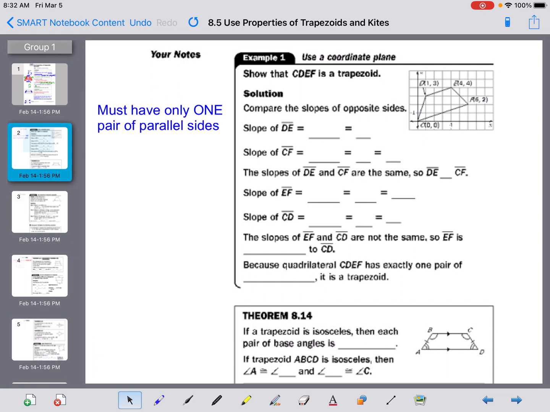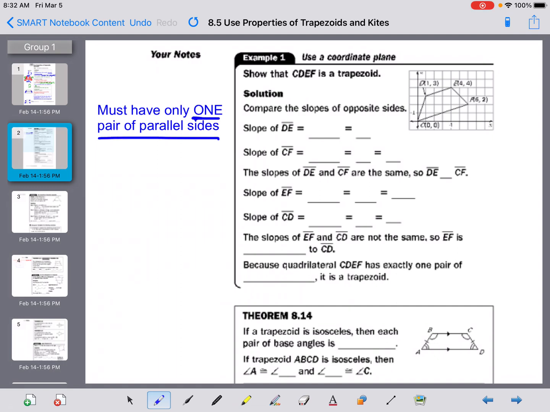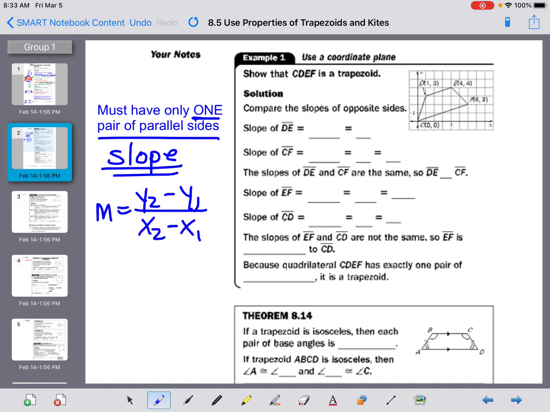So how can I show something as a trapezoid? Well, I reminded you in the margin over here, what we need to have is one pair of parallel sides. Well, what shows if things are parallel or not? Slope, okay? That's what we need. We need to find slope, and then we can go from there. So a quick reminder, for the slope formula, you take the second y minus the first y on top of the second x minus the first x. That's one way to do it if you want to do it mathematically.